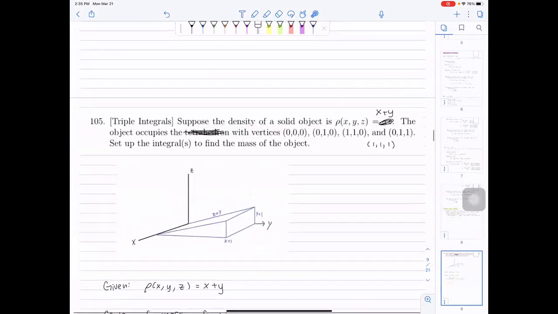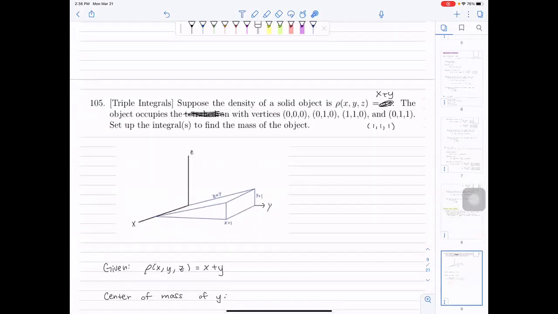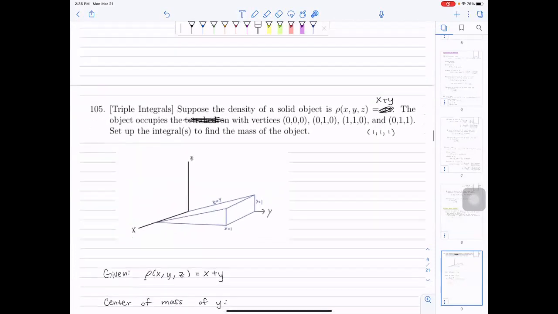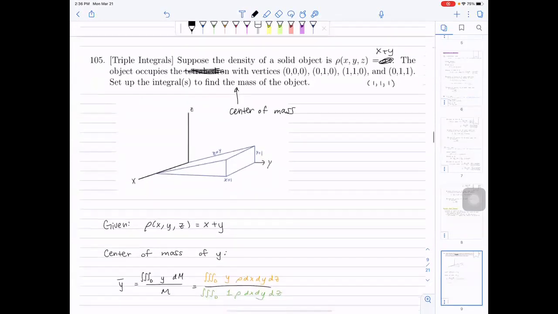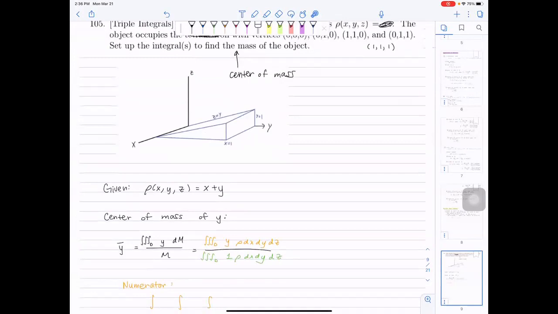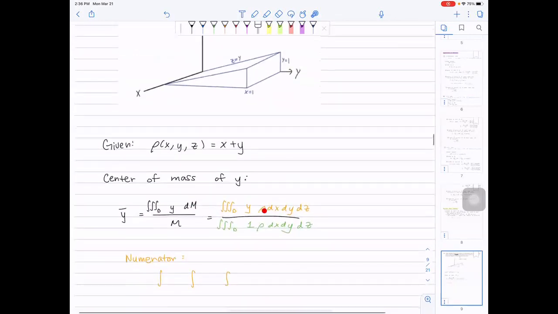Okay, so let's see. Sorry, set up the integral to find the center of mass. Pretend this says center of mass. So for center of mass, we follow the formula, right? Except now we're in 3 dimensions, so it's going to be a triple integral of whatever variable we have times density dV. Say we want to find the center of mass of y, and our mass element dm is density dx dy dz.